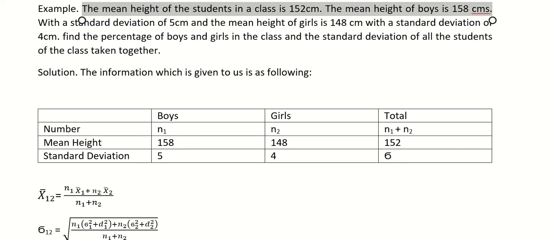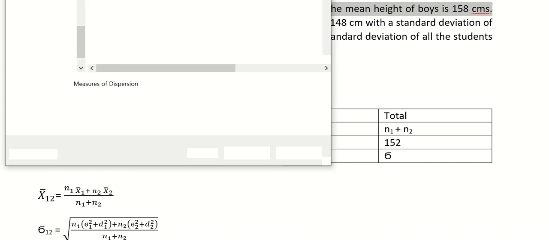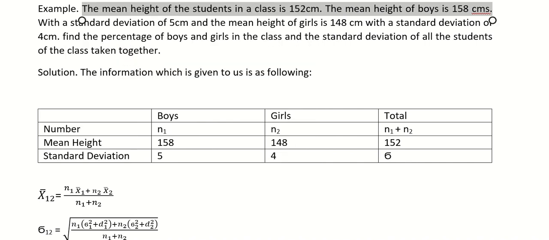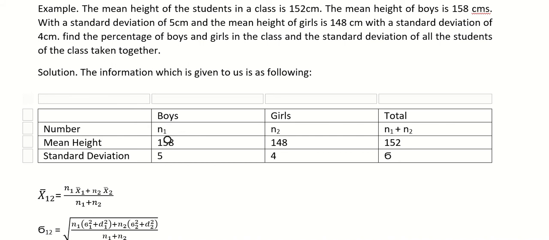So basically the combined mean is 152 centimeter and mean 1 is 158, right? And the standard deviation of the height of boys is 5 centimeter. So what all is given to us? Let there be n number of boys.